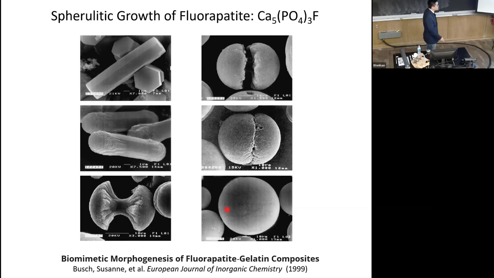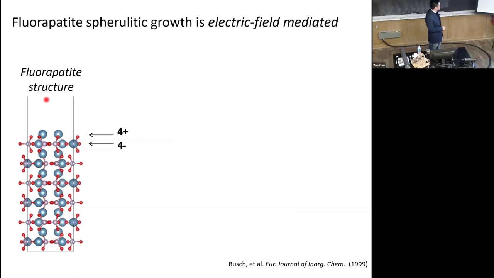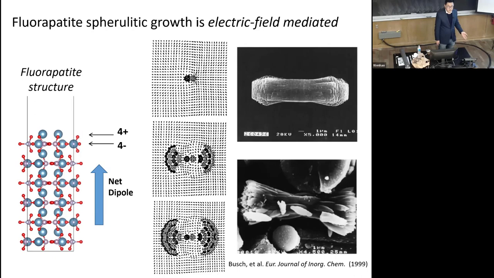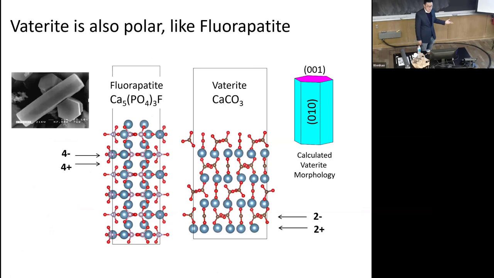What's driving this? Well, if I look at the fluorapatite crystal structure, it has alternating layers of 4+ and 4-, which makes it have a net dipole in the direction. And so the growth along those lines are actually growth along electric field lines. Okay, you have ion by ion addition along these electric field lines. And if we look at the crystal structure of vaterite, it's the exact same.